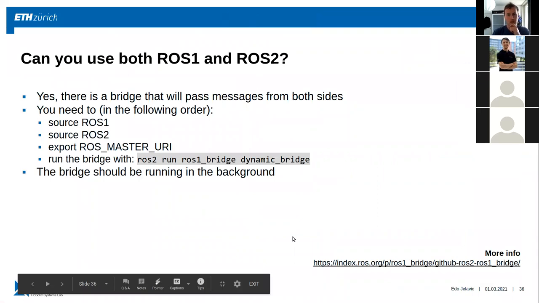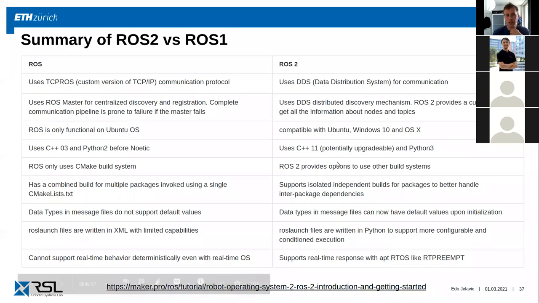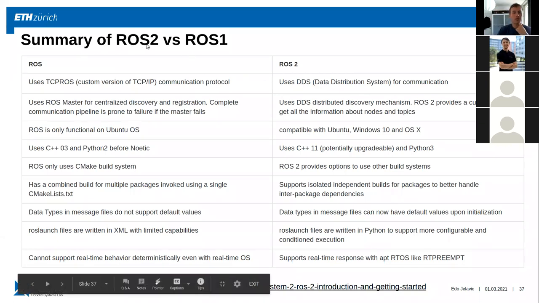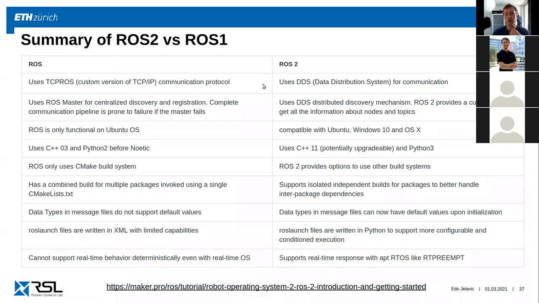Okay, so this was the ROS bridge, and here is just a summary of ROS2 versus ROS1, where we have seen that we use different communication in the background. So no more TCP/IP. ROS2 uses DDS, which internally relies on the UDP protocol. You saw that ROS1 relies on ROS master and roscore, whereas ROS2 is really truly distributed, and we could just run nodes and they would discover themselves in the background on their own.